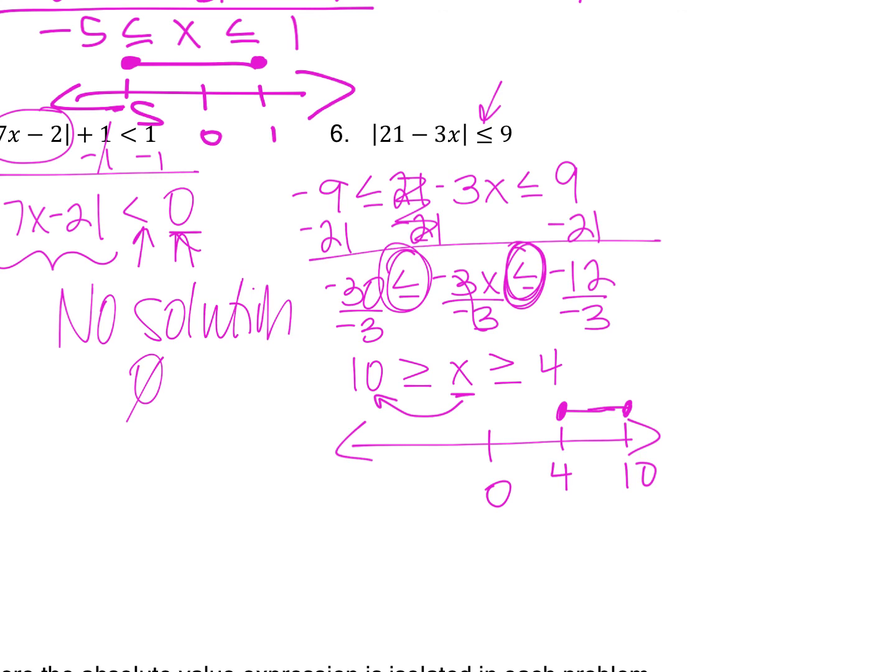So remember, anytime you're solving an absolute value inequality, if it's less than, you're going to set up an and statement, and it should connect on your graph. If it's a greater, you're going to set up an or statement, and it should be separate on your graph.